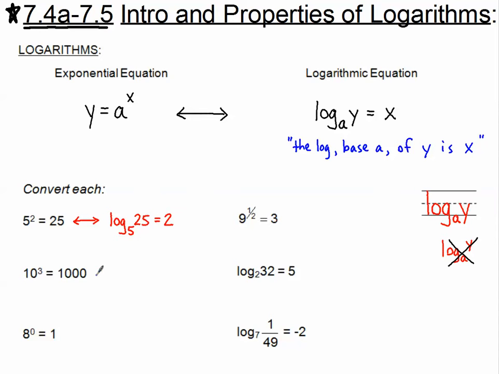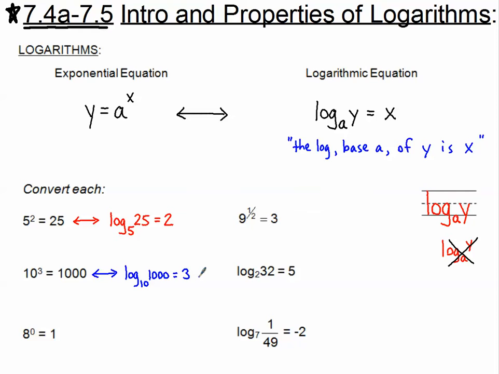This is 10 cubed equals 1,000. Let's put this into logarithmic form since it's in exponential form right now. We'll write the log. The base is a 10. The number is 1,000, and that is equal to the exponent, and the exponent is 3, so the logarithm is 3.